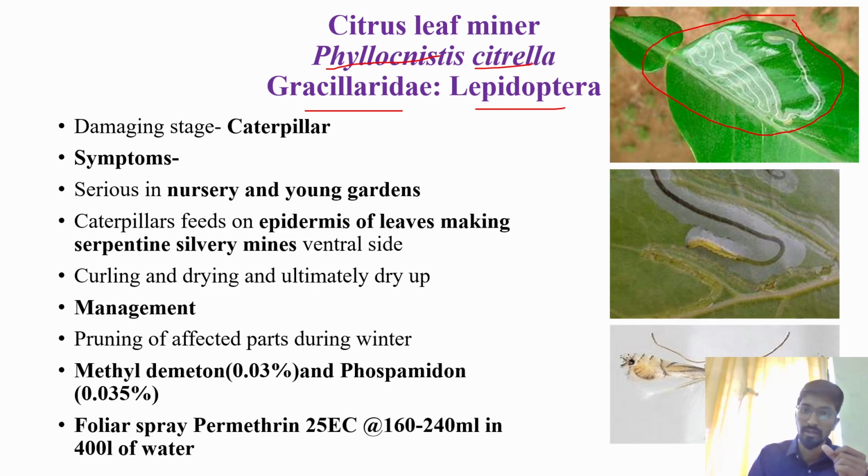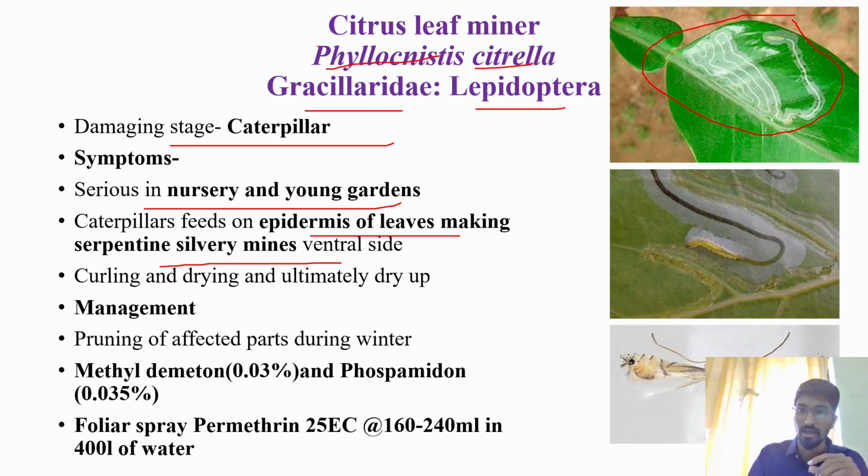They will mine this chlorophyll part and feed on the leaf, where the damaging symptom is caterpillar, and these are serious in nursery and young gardens. These are not majorly found in older gardens. These are seen only in young gardens. This caterpillar feeds on the epidermis of the leaf, making serpentine silvery mines.